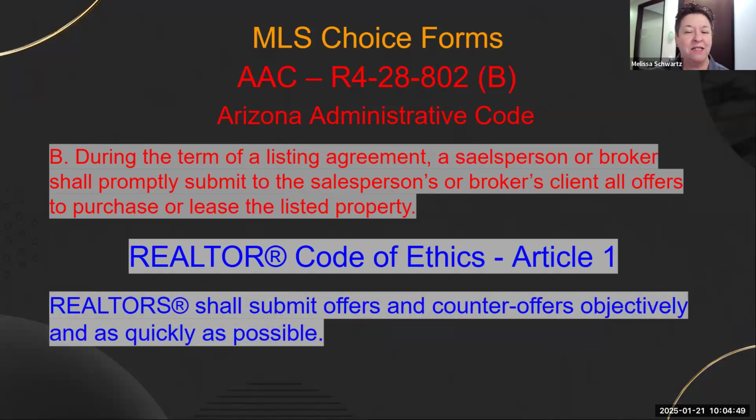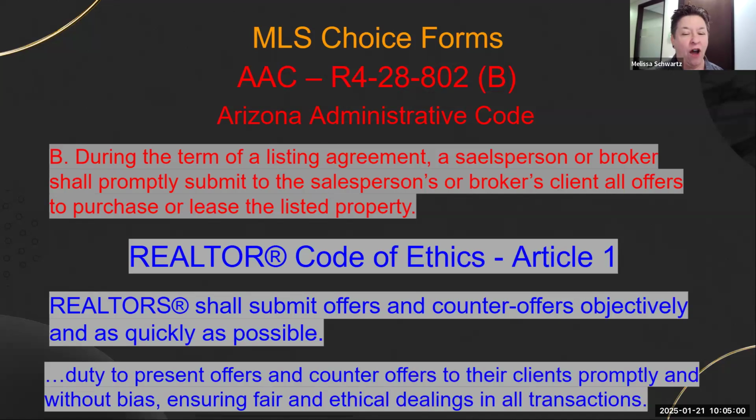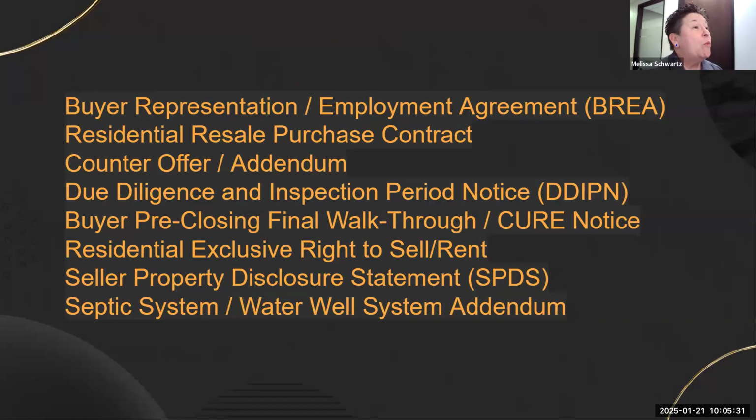So the Realtor Code of Ethics says realtors shall submit offers and counteroffers objectively and as quickly as possible. Duty to present offers and counteroffers to their clients promptly and without bias, right? Ensuring fair and ethical dealings in all transactions. If you walk in and say, this is ridiculous, okay, are you talking about the offer? You talking about the contract? Are you really presenting something without bias, ensuring fair and proper ethical dealings? So keep that in mind, folks. Let's learn these forms and let's help our clients. That's our job, okay? And remember, Realty One Group is supporting both MLS Choice and the NAR AAR Realtors.